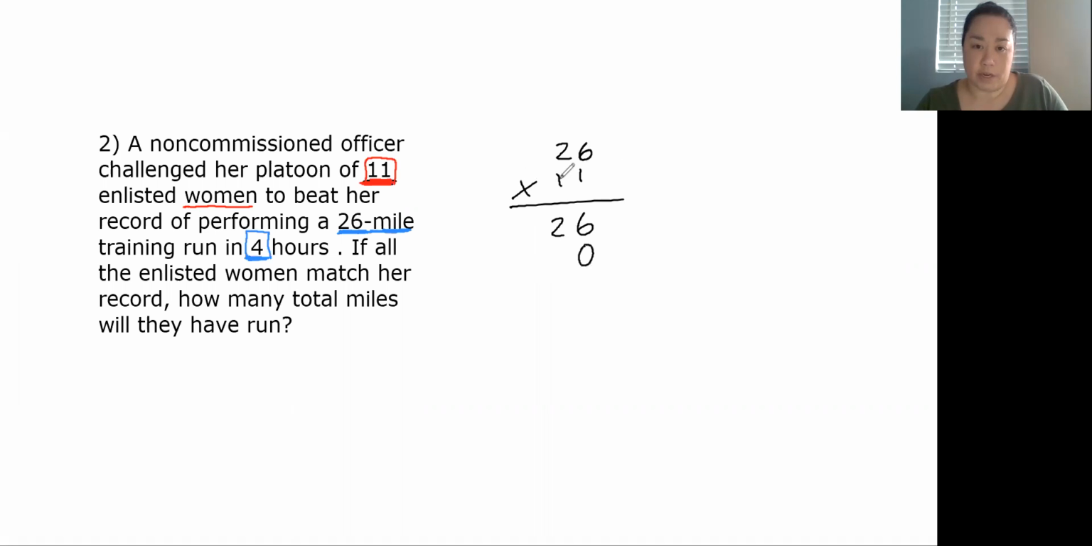Okay, then I do 1 times 6 is 6. 1 times 2 is 2. Then I take these and I'm going to add them. Just go straight down. 6 plus 0 is 6. 2 plus 6 is 8. And then I have 2. So that means I did 286 miles.